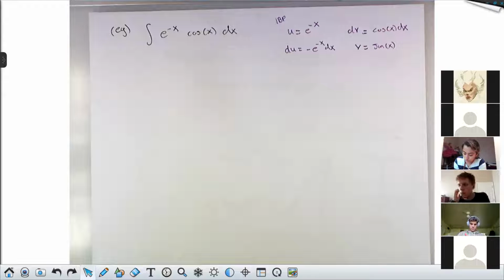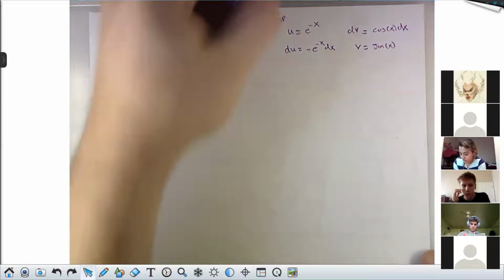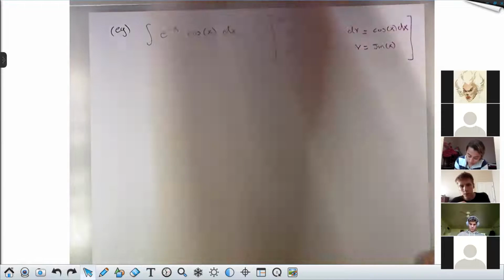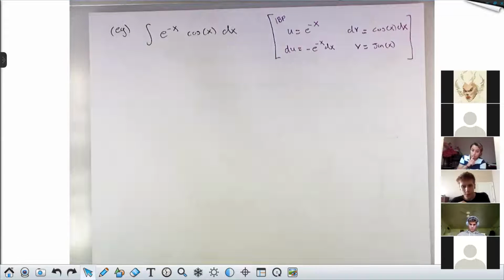All right, we're back. So according to my LIPET rule, u is the exponential, dv is everything else, and this is how the IBP table completes. Now I just apply my integration by parts formula.